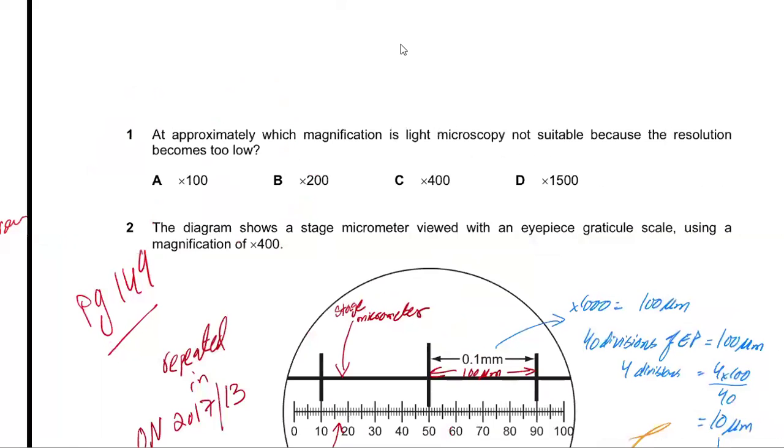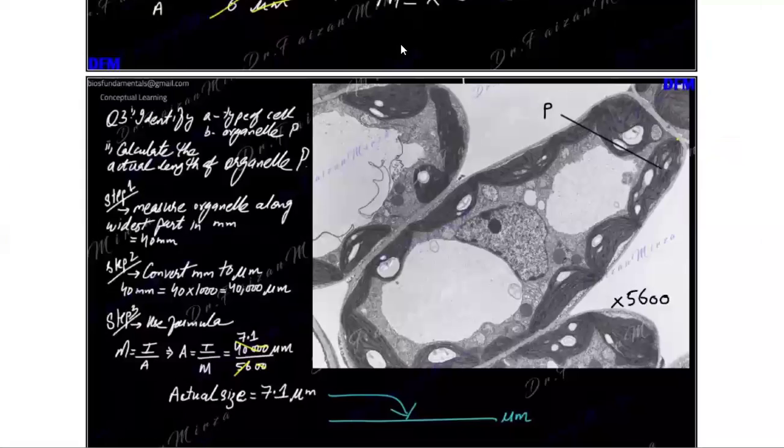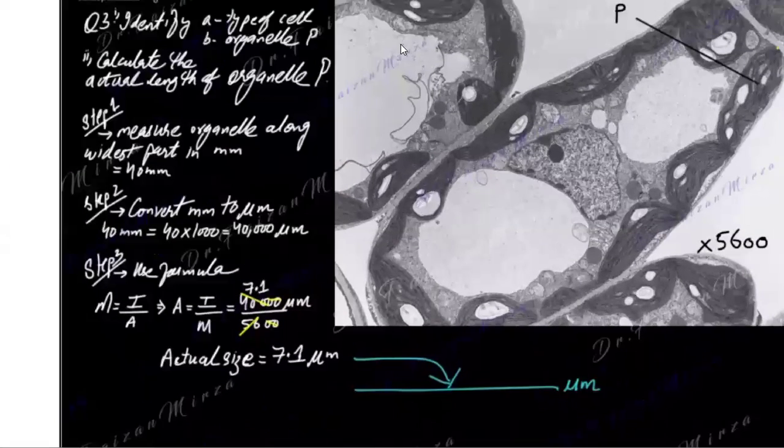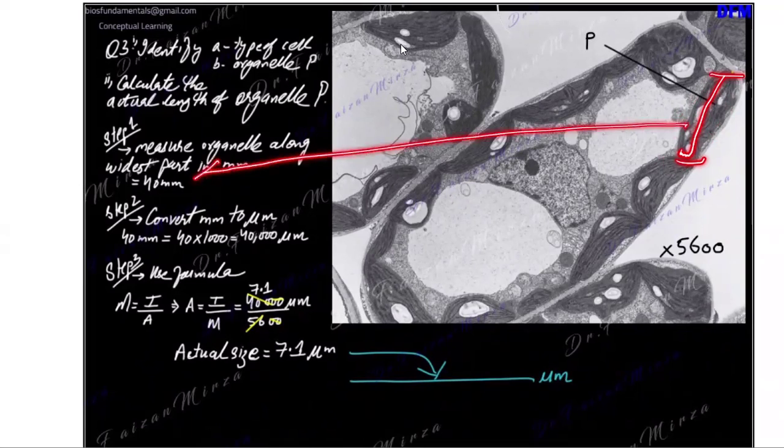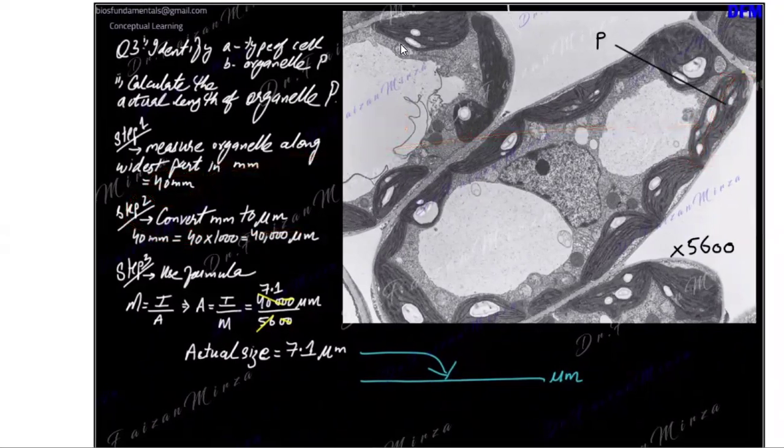The next part of this magnification calculation is also the same. Here again, you are provided with a cell, and here the organelle P is to be measured. Again, you will just measure this organelle P along its widest axis. Once measured in centimeter, you will convert this value into millimeter by multiplying by 10. The answer that you get here, you will multiply with 1000 to get the answer in micrometer. Once this is done, you incorporate this in the formula as image upon actual.